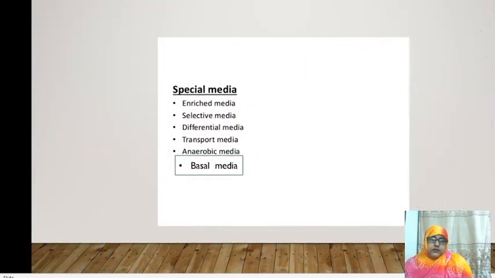Then some special media are prepared. For example, enriched media, selective media, differential media, transport media, anaerobic media, and basal media.